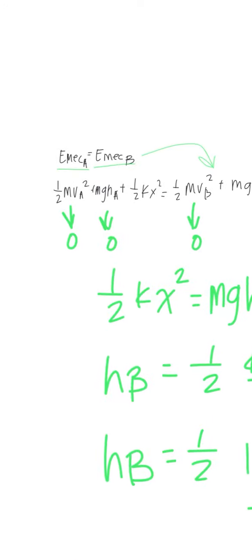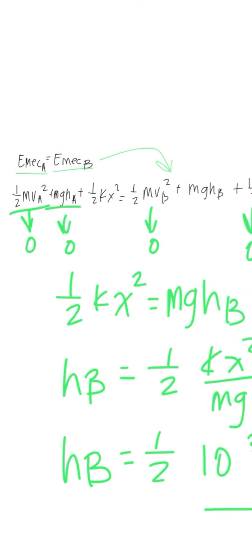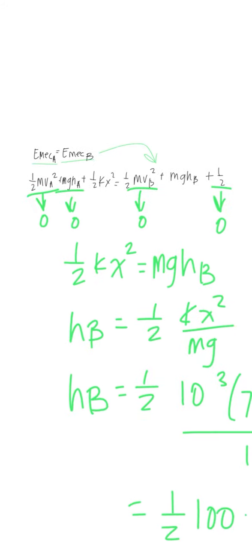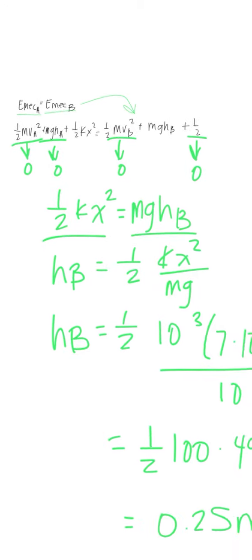Now in our case, this value is 0, this is 0 for E mech A, and for E mech B, this is 0 and this is 0. So in reality, we're just left with 1/2 k x squared is equal to m g h_b. So if we want to solve this to see what number they're both equal to, we solve for h_b. We're trying to find h_b. So we have that h_b is equal to 1/2 k x squared over m g.